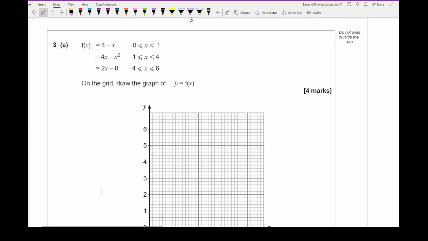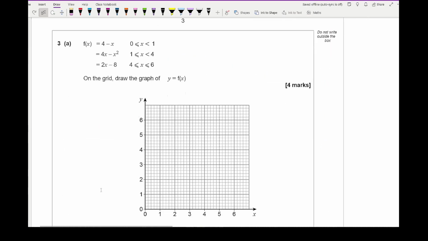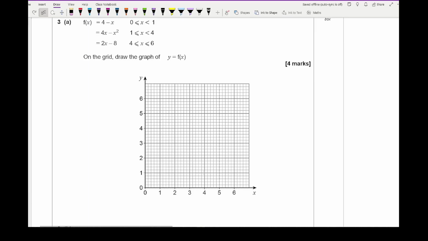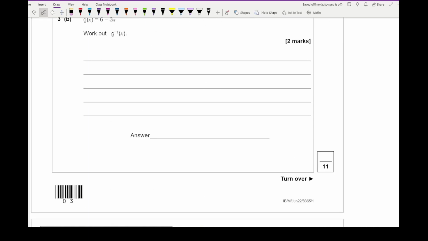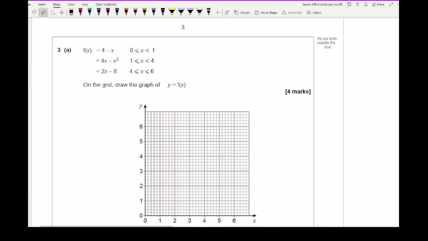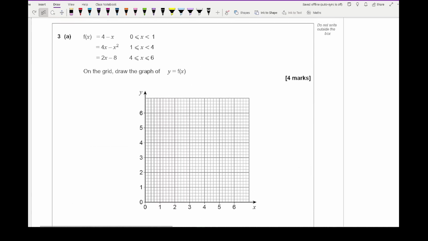Moving on to question 3a, it says f of x, and we've got our multiple function here, or composite function here. For this, we want to plot each of these particular sections. Looking at the range, our first range is from 0 to 1, and the two x values we've got are 0 and 1.